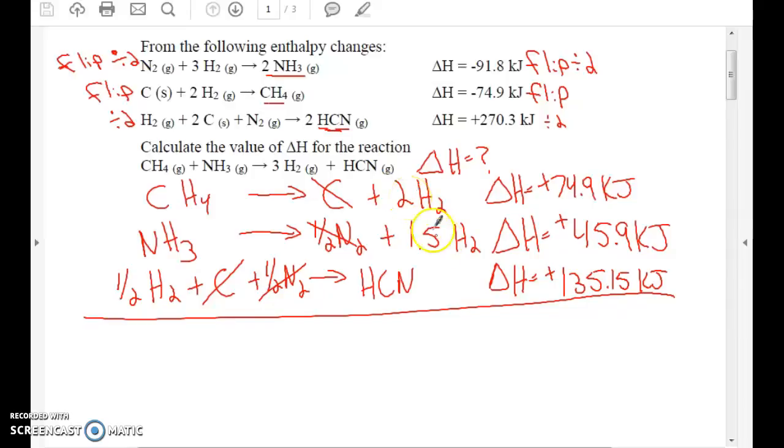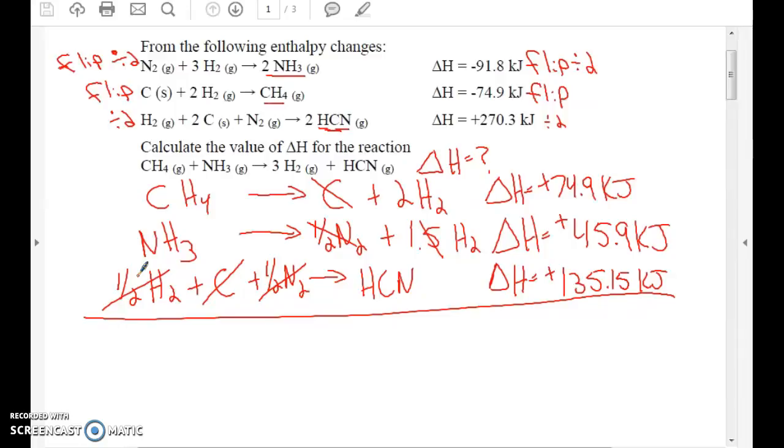Now I have 2.5 moles of hydrogen gas on the product side and a half of a mole on the reactant side. So what happens is this 1/2 is going to go away. And really what that does is that takes care of that 1.5. It takes half of that away. So I end up with a net gain of 3 hydrogens on the product side because it went from 3.5 on the right to subtracting out this half on the left.